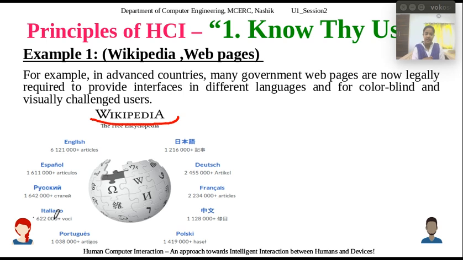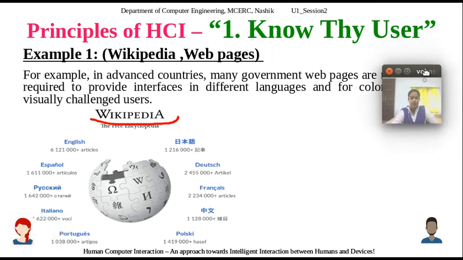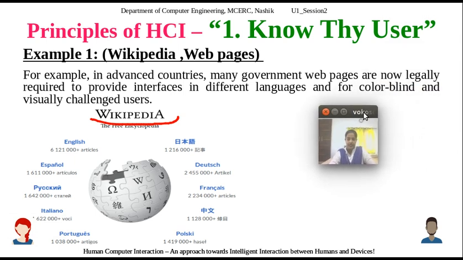You can translate your Wikipedia page from English to Marathi, from English to Hindi, from English to Malayalam, from English to Kannada, and many others. Yes or not? So why have I included this example? We are learning the first principle, that is, know the user. Here, what was the product? The product is Wikipedia. Who will be the users of Wikipedia? All the users across the globe.